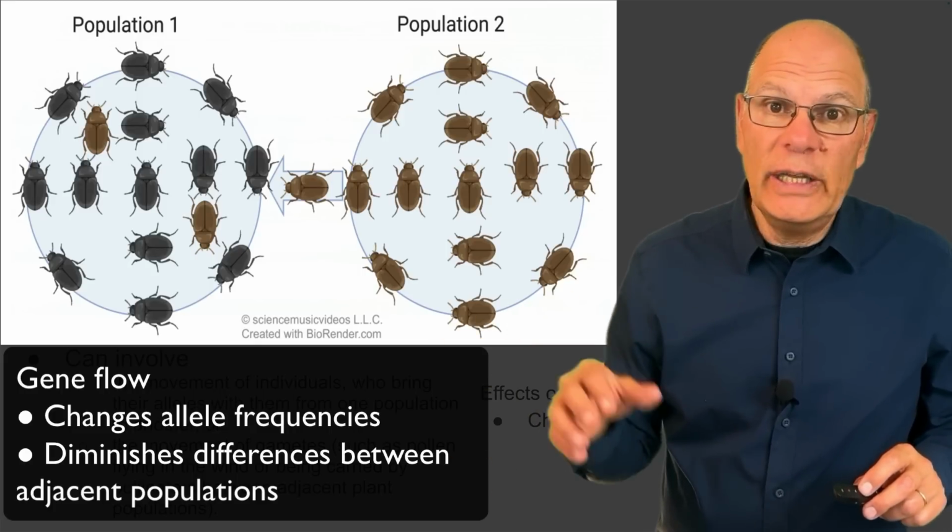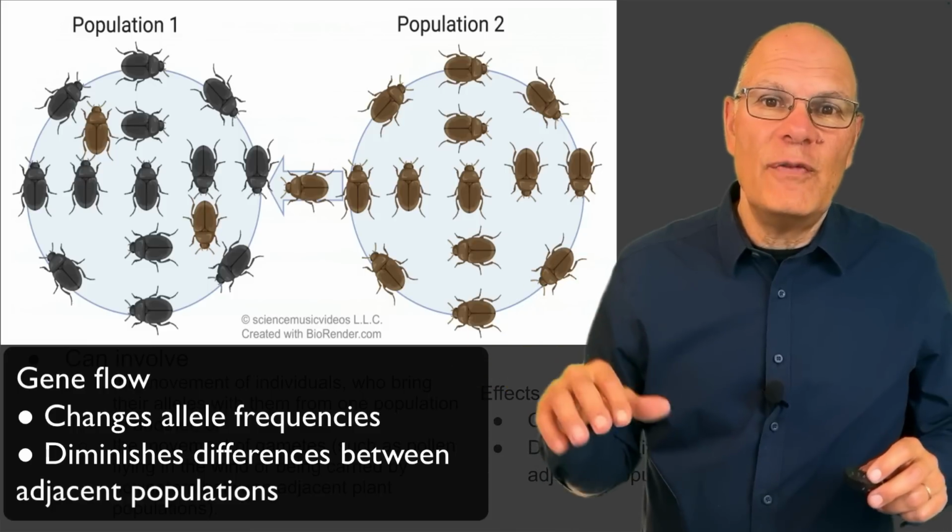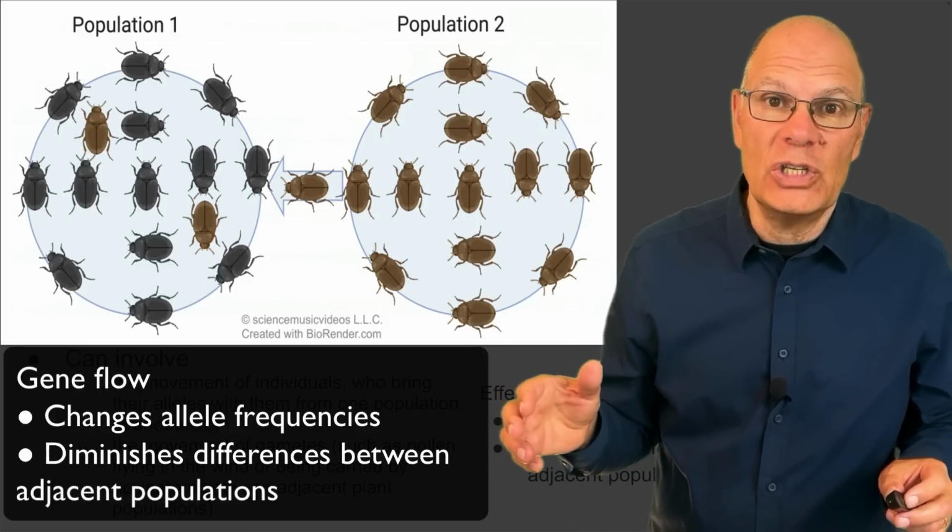What's the effect of gene flow? It can change allele frequencies, especially in the recipient population, and it can diminish differences between adjacent populations.